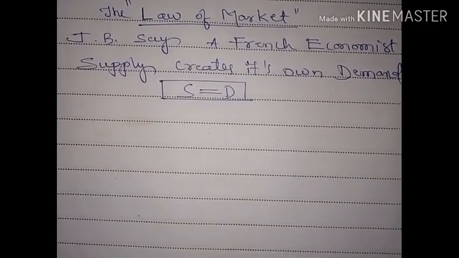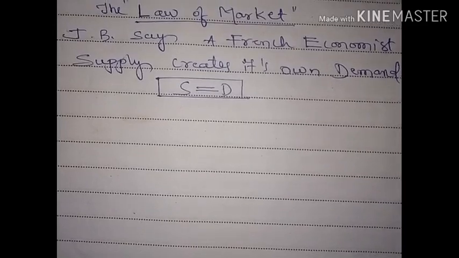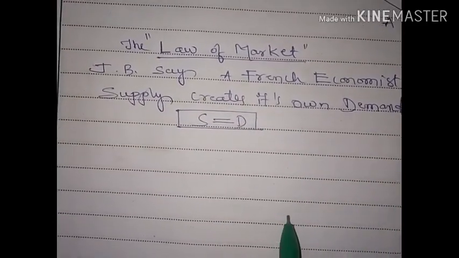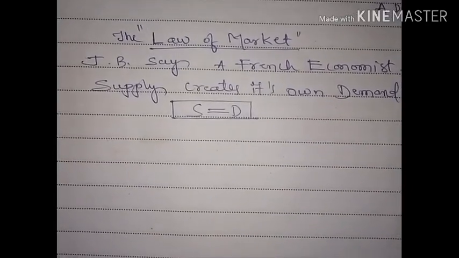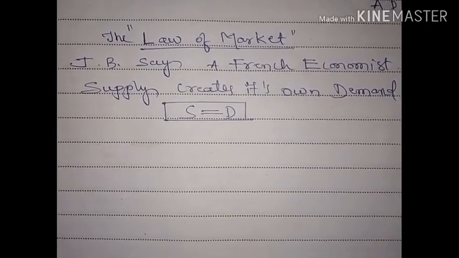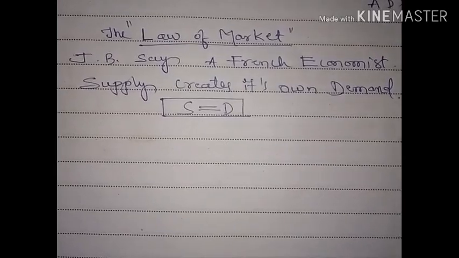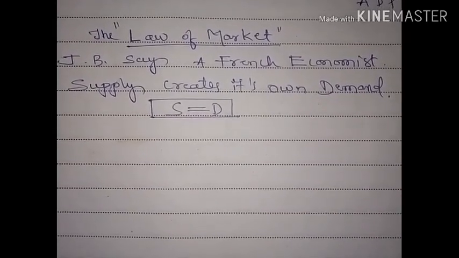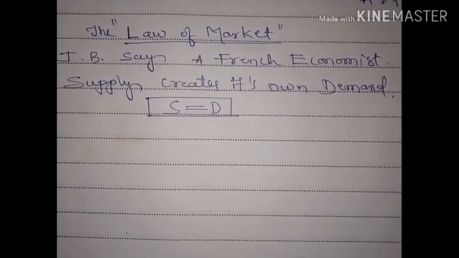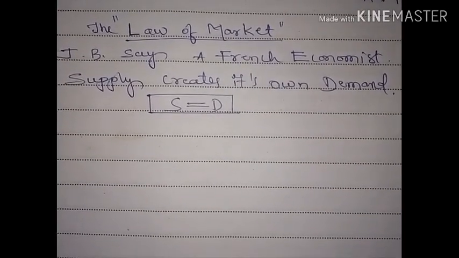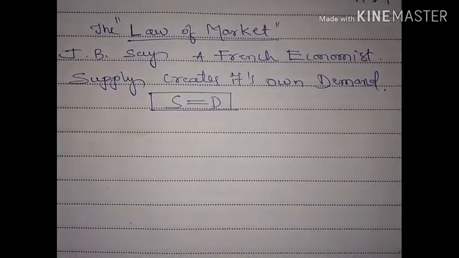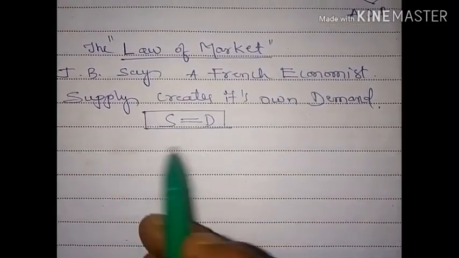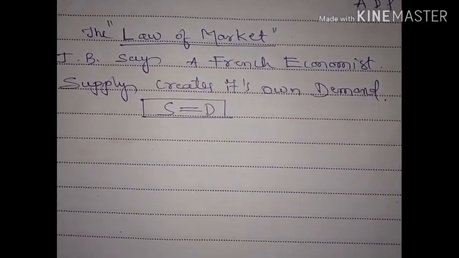According to this law of markets, the supply creates its own demand without anybody's intervention. Here the main concept of this law is supply creates its own demand without the intervention of anybody. Anybody means without the intervention of government. Right? And moreover, he says that there is no deficiency of demand in the economy.